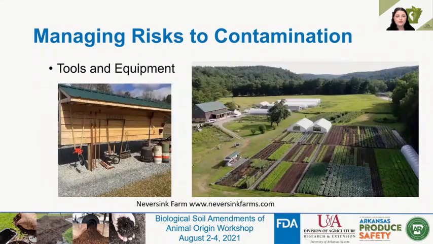Here's an example of the Never Sink Farm, who has some really great resources, and they put out a few courses on this. They've got a really clean operation. One of the things you can see is they have a covered area for their tools. They generally keep them off of the ground. You can see on the right-hand corner, they have trash cans with lids that they empty regularly. They have a washing area on their property that's away from their field, so water doesn't go back into those fields. They keep their amendments stored further away.